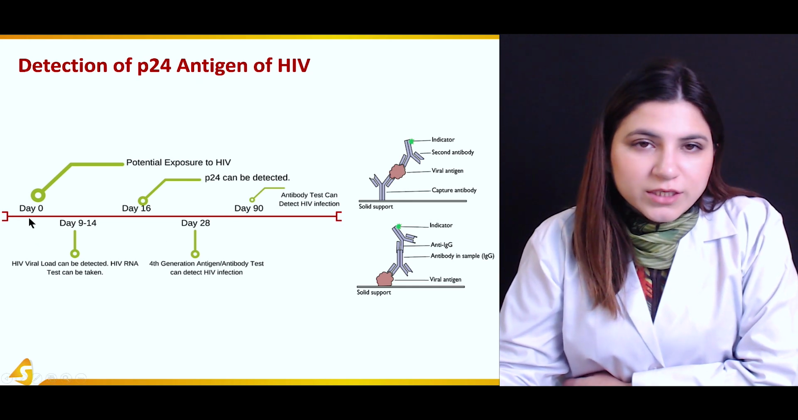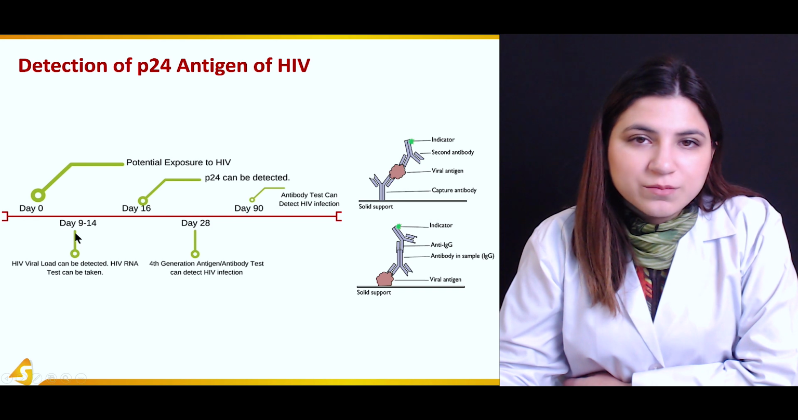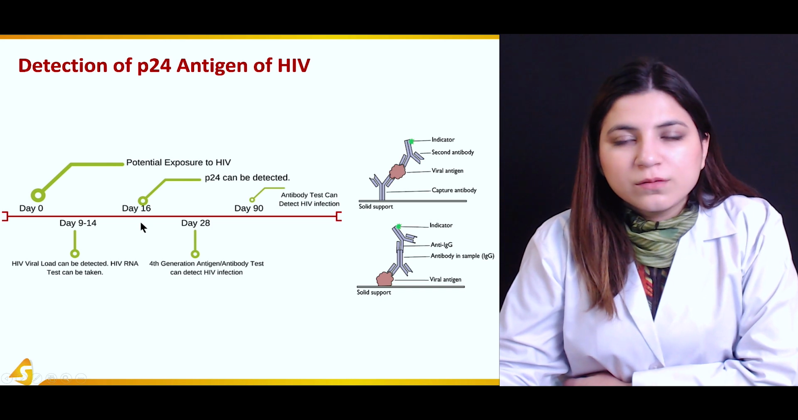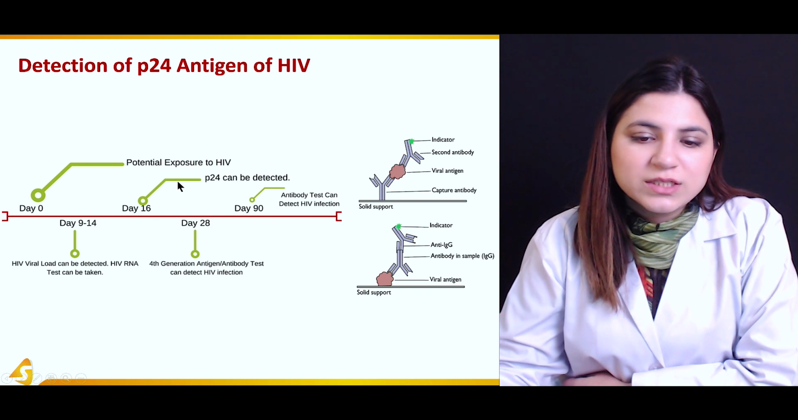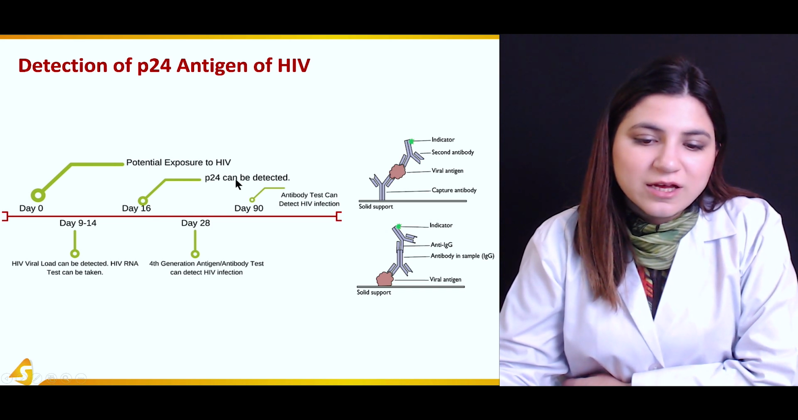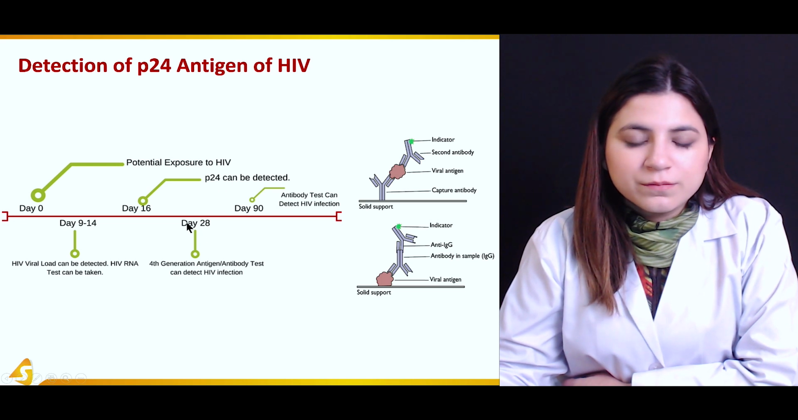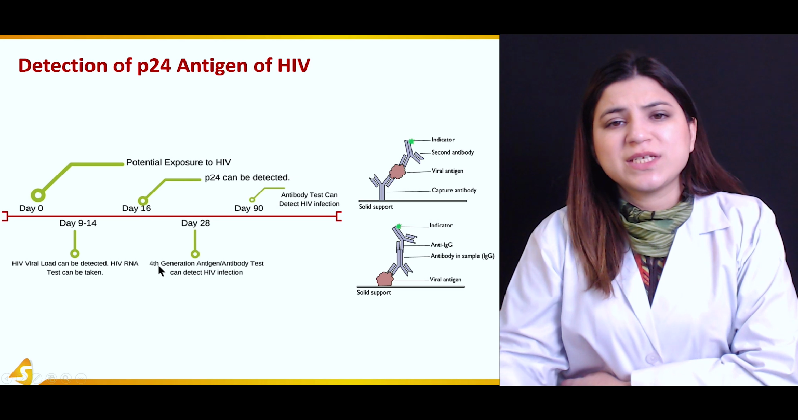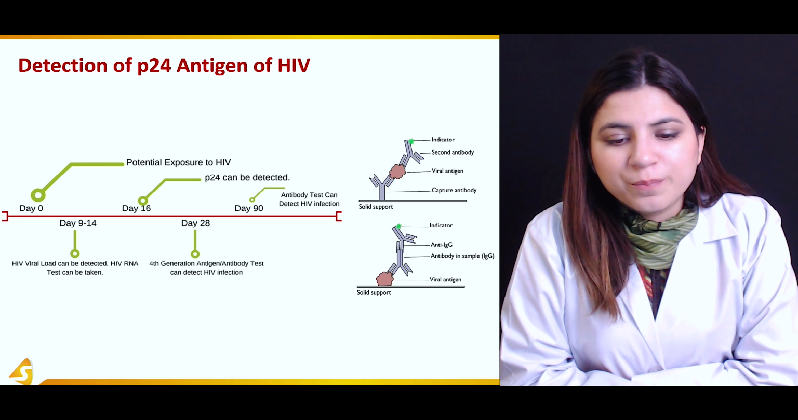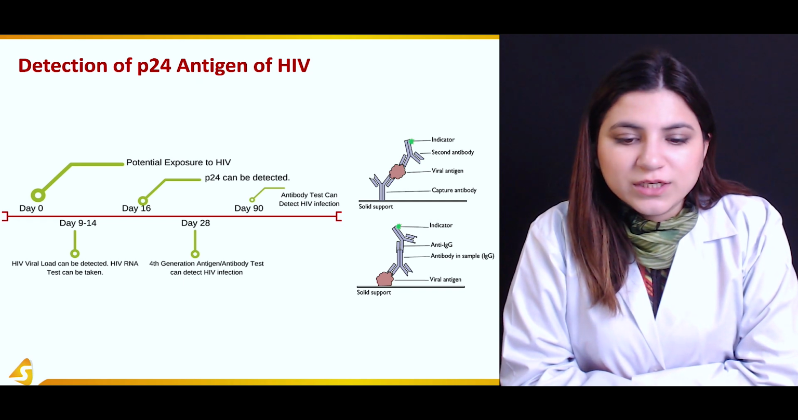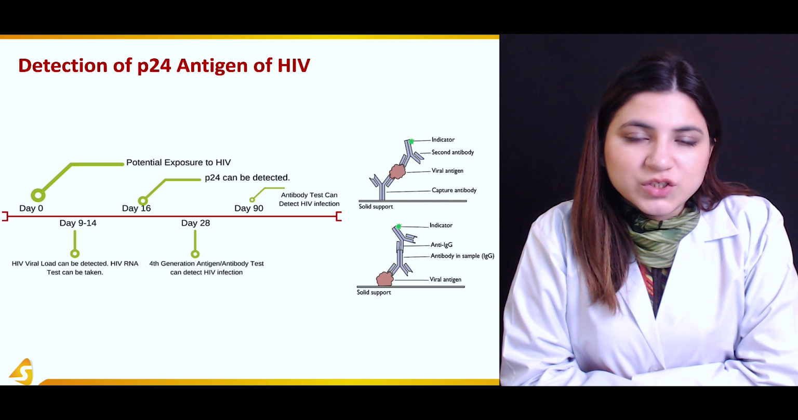So if we consider day 0 as the potential exposure to HIV, the viral load can be detected after 9 to 14 days, and we can detect it by using the HIV RNA test. Or if we are looking at the antigen, then after day 16, we can actually detect the presence of P24 antigen inside the cell. Then this is where we usually take the first sample of the patient, and then after 28 days, we can do an antigen antibody test that can detect an HIV infection.